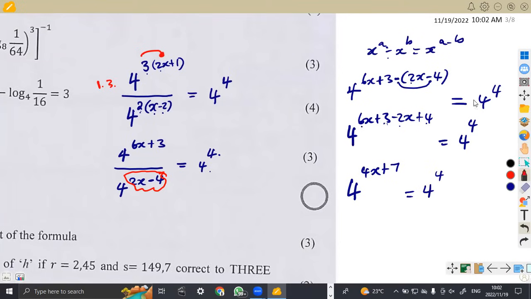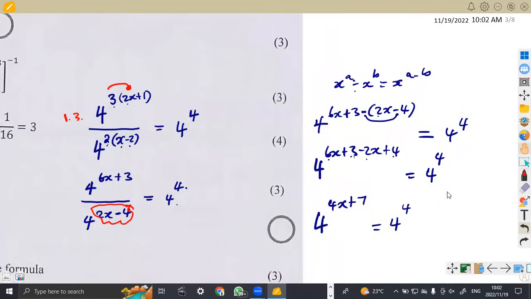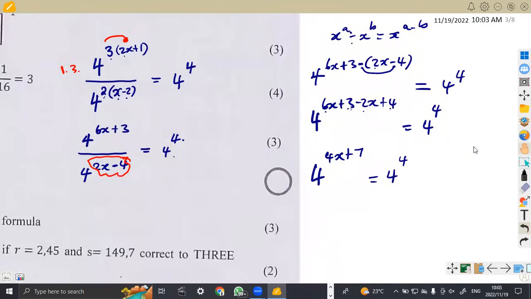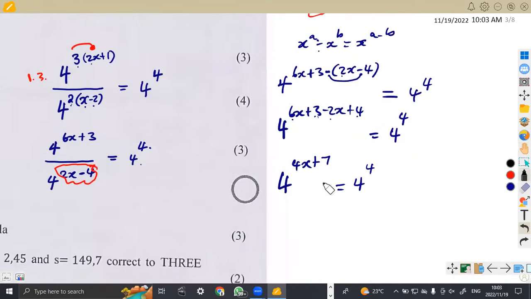Now we have this condition from our exponents, guys. If we have x to the exponent of a equal to x to the exponent of b, the bases, if they are the same, it simply means these exponents are also the same. So that was the condition that we are supposed to apply at this stage to say the exponents, which is 4x plus 7, is equal to 4 because the bases are the same. So we are going to equate 4x plus 7 to 4. That's it. Now we have got a normal equation, a linear equation that we can actually solve.